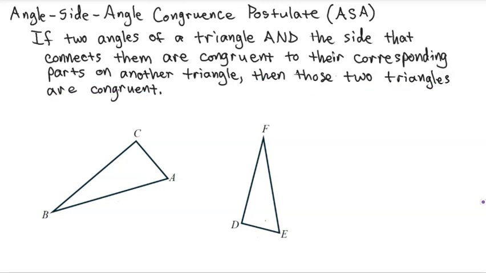So, angle A looks like it corresponds to angle E over here in DEF. So here's triangle ABC, here's triangle DEF. We want to know, is triangle ABC congruent to triangle DEF? That's what we want to know. And let's say that angle A and angle E are both congruent.